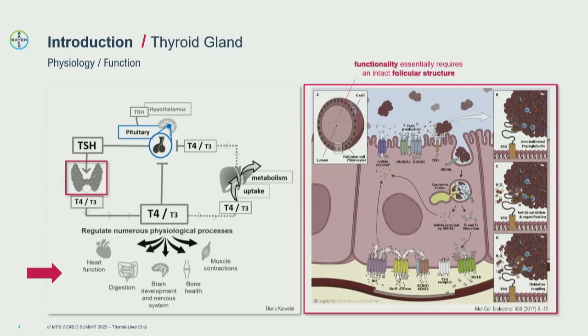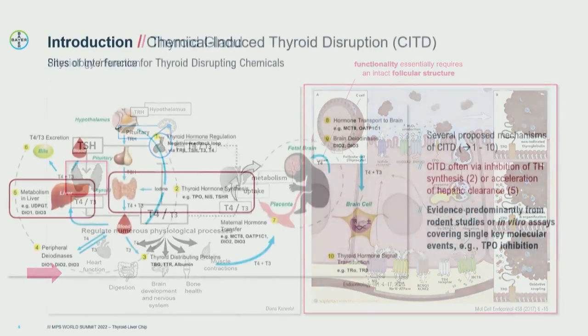And for anyone trying to form a functional thyroid model, it's important to understand that the follicular morphology is an essential prerequisite, because the hormones themselves are produced in the follicular space, and there are quite a complicated number of processes taking place, from components being taken up from the blood into the lumen and then back.